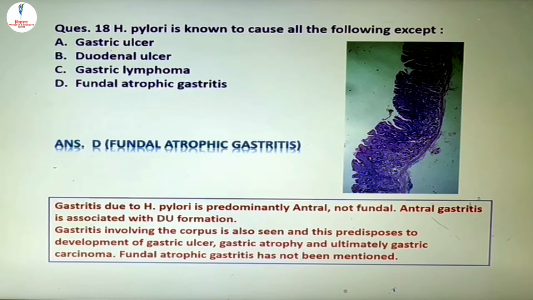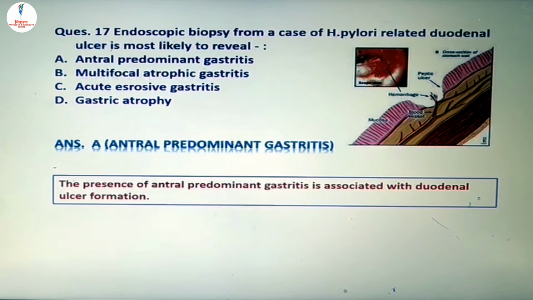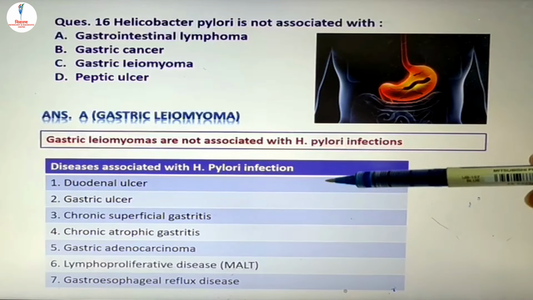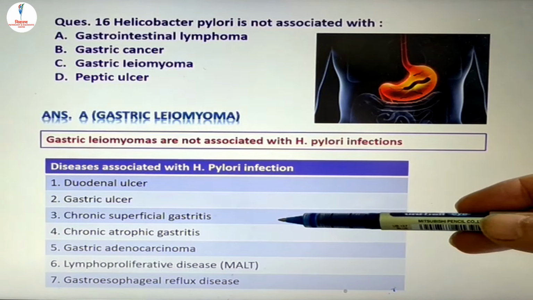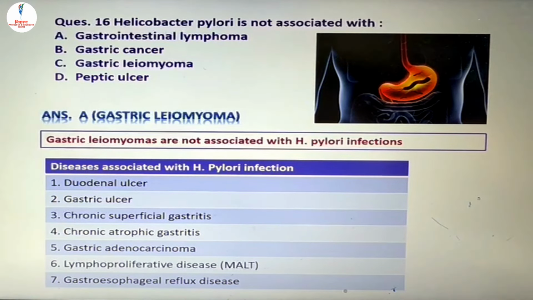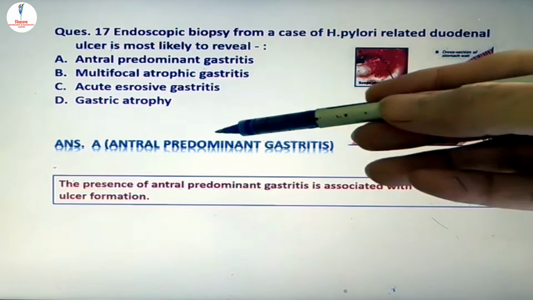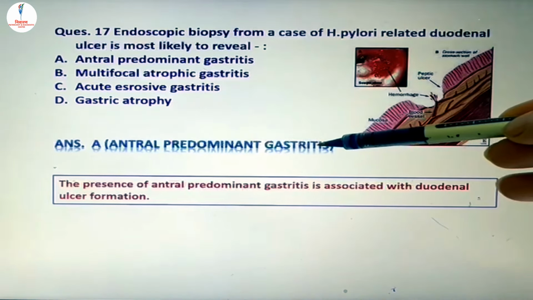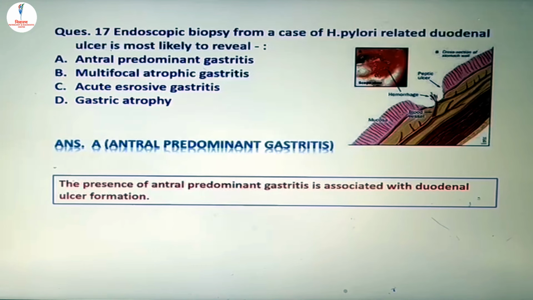This means that H. pylori causes gastric ulcer, yes, duodenal ulcer, yes, gastric lymphoma, yes, but not fundal atrophic gastritis. What it causes is antral gastritis. We have already discussed in the previous slide. So this is antral gastritis, chronic superficial gastritis leading to chronic atrophic gastritis, which is the antrum part. So it is antral predominant gastritis. This is the most likely feature of H. pylori infection.